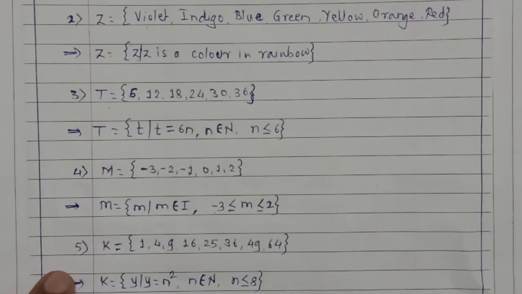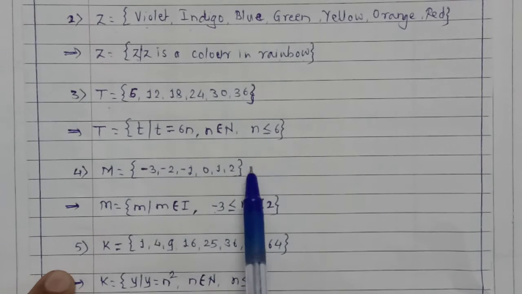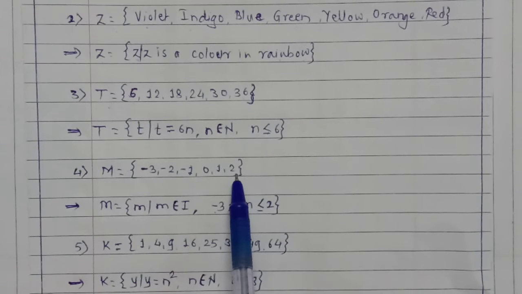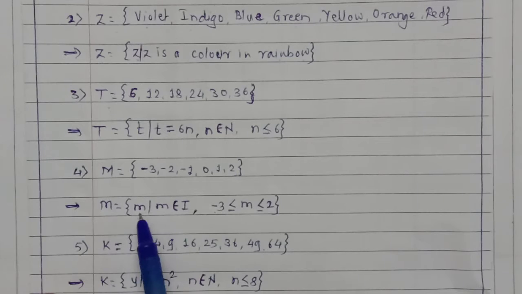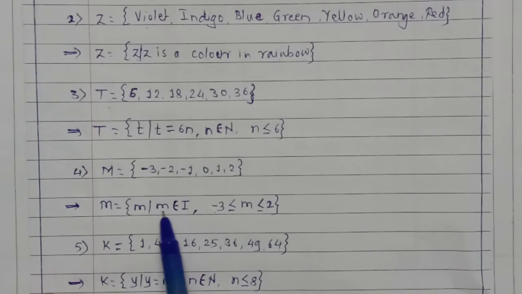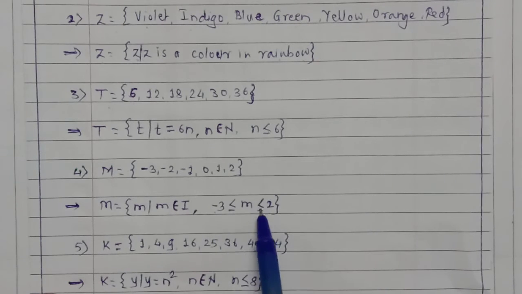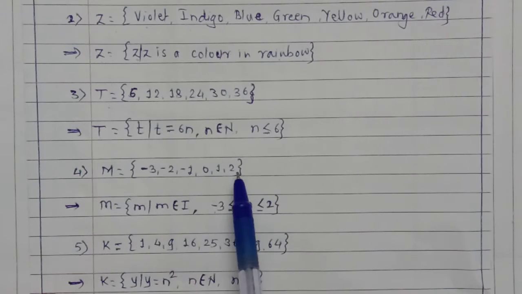The next set is M, and the elements of the set are -3, -2, -1, 0, 1, 2. If you observe, all these numbers are integers: negative integers, 0 and positive integers. So M is a set where m is an element and m is an integer. But which integers? From -3 to 2. So m is greater than or equal to -3 and less than or equal to 2. Means these elements are integers from -3 to 2.